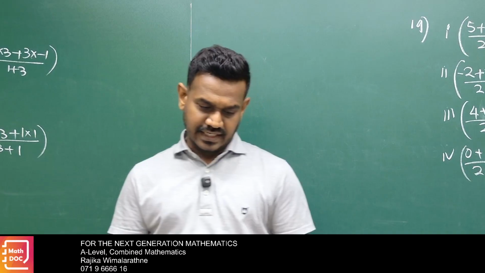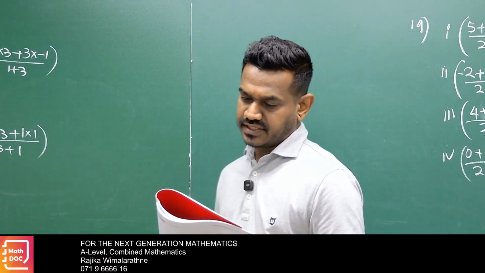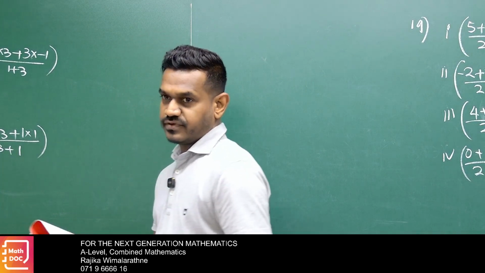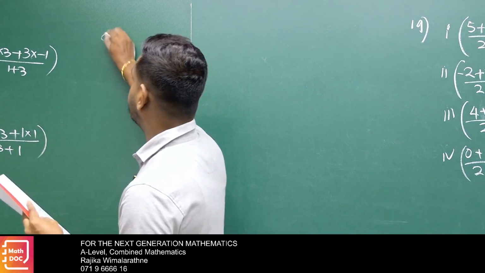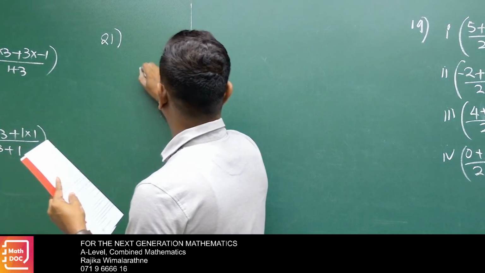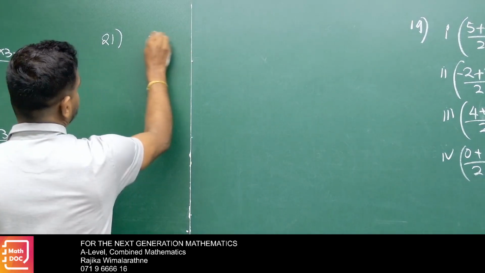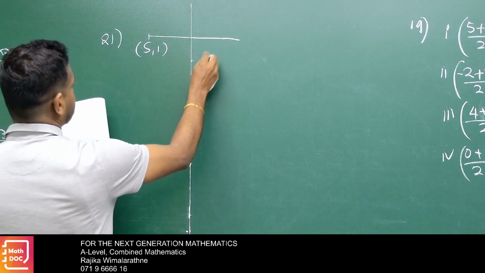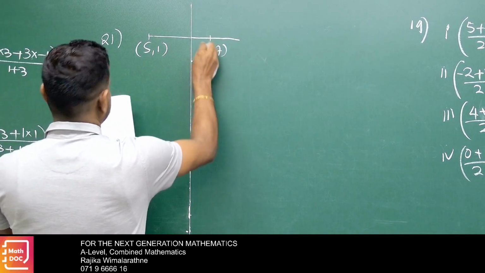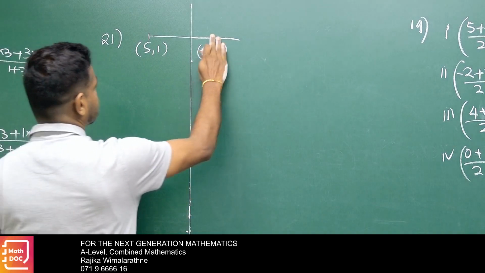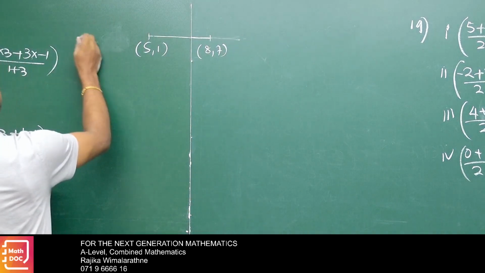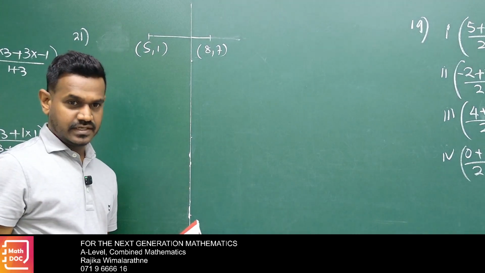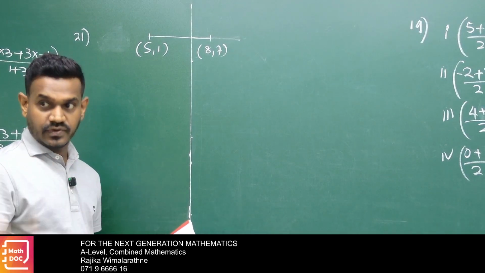Okay, then about external division, you have to find external division. So you have to do that one very carefully. Question number 21. Here first coordinate (5, 1), second coordinate (8, 7). Now given 1 to 2 external division. So first coordinate 1 to 2 external, no? Then the first coordinate corresponds to 1.